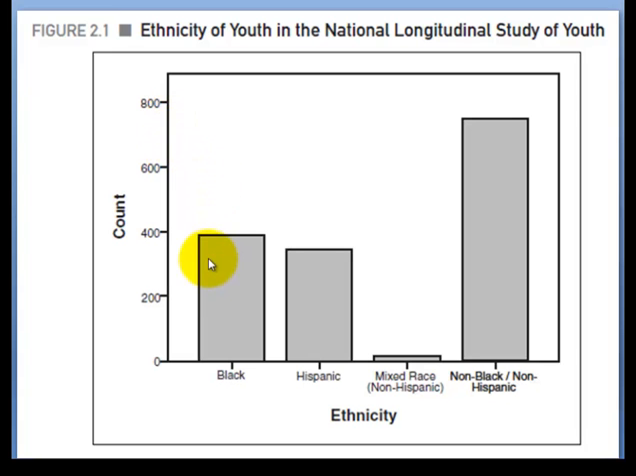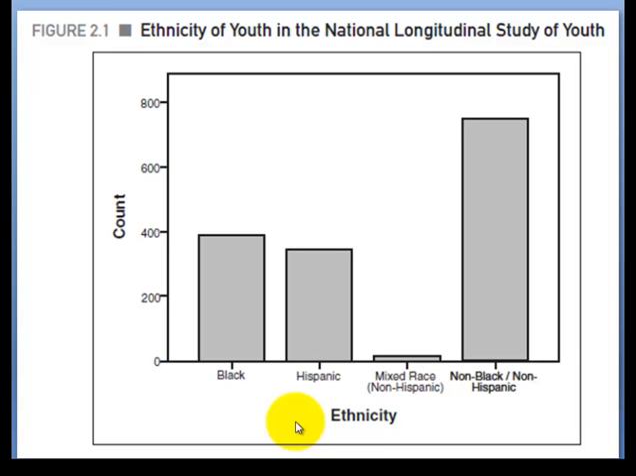Now note that this particular variable, ethnicity, is a nominal level variable. Given that it's at the nominal level, logically, its values cannot be ordered. Therefore, the order of presentation of the bars from left to right is arbitrary.